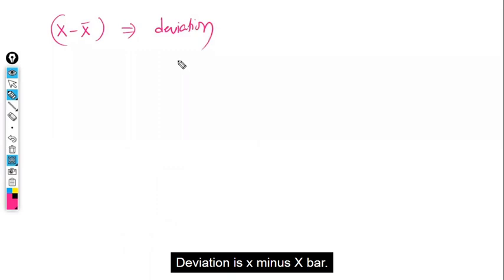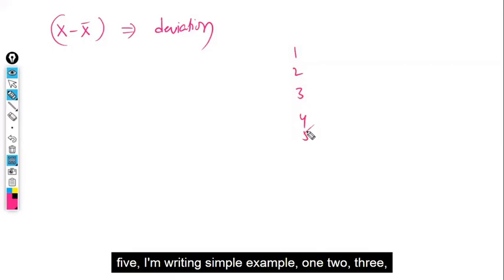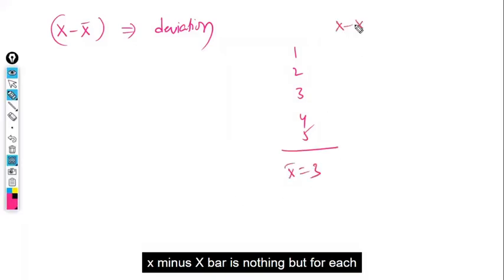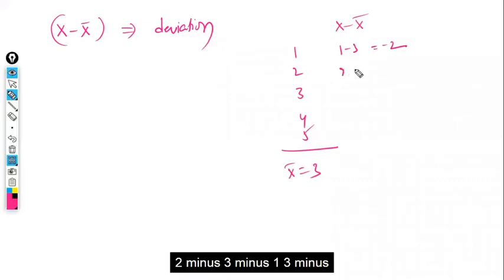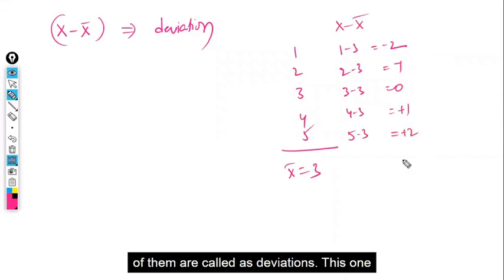Deviation means x minus x bar. So for a simple example, 1, 2, 3, 4, 5. I'm writing this simple example because the calculation is easy. x bar is equal to 3, and x minus x bar is, for each value, 1 minus 3, that is minus 2; 2 minus 3, minus 1; 3 minus 3, 0; 4 minus 3, plus 1; 5 minus 3, plus 2. All of these are called deviations.